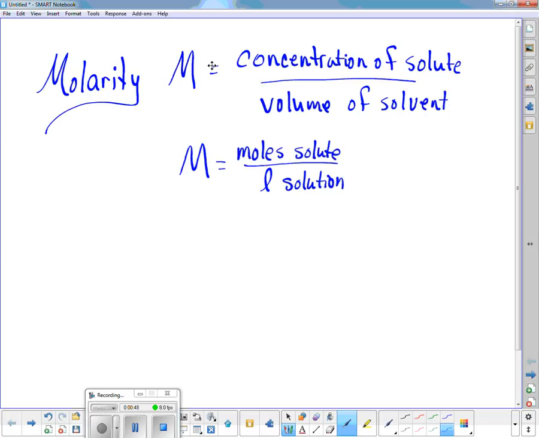Okay, so molarity is moles of solute. Now, solute was what? That was one of the words we learned last time. What was solute? That's the thing being dissolved. Good. And solvent was the thing that's doing the dissolving, and solution is what? The result, right?